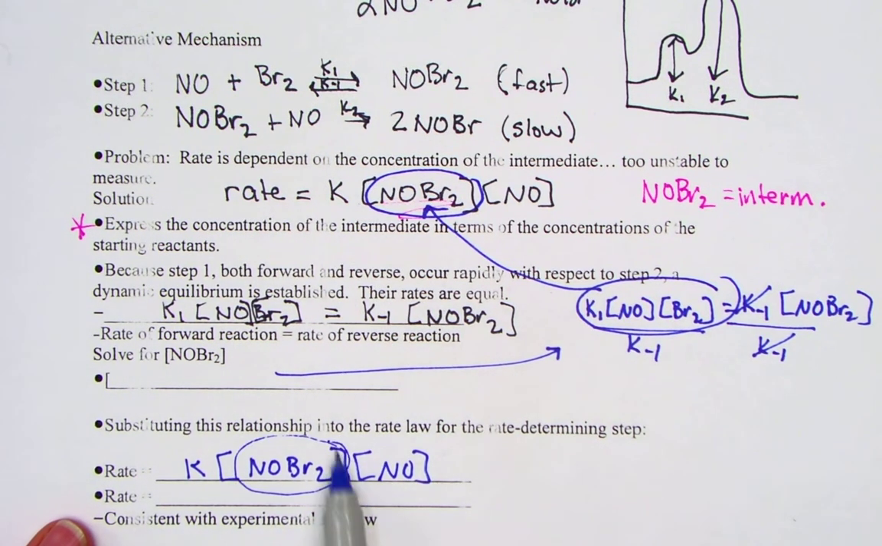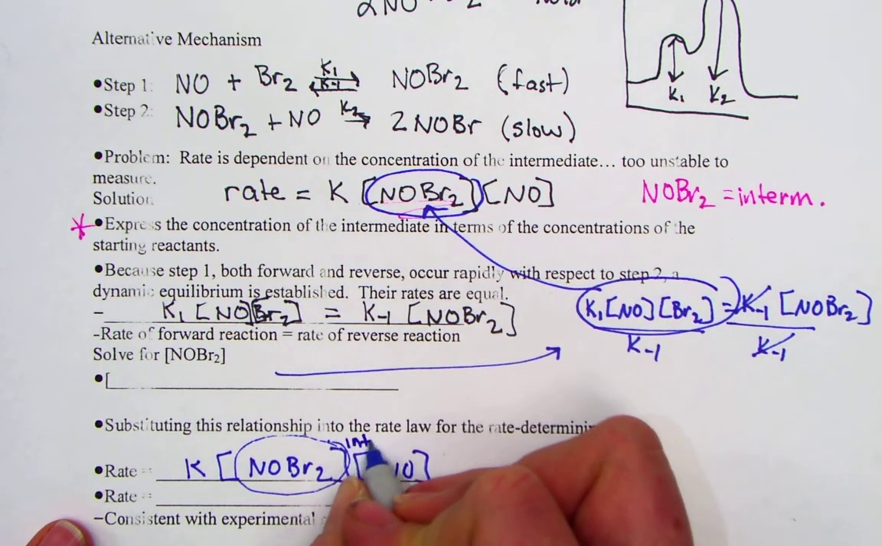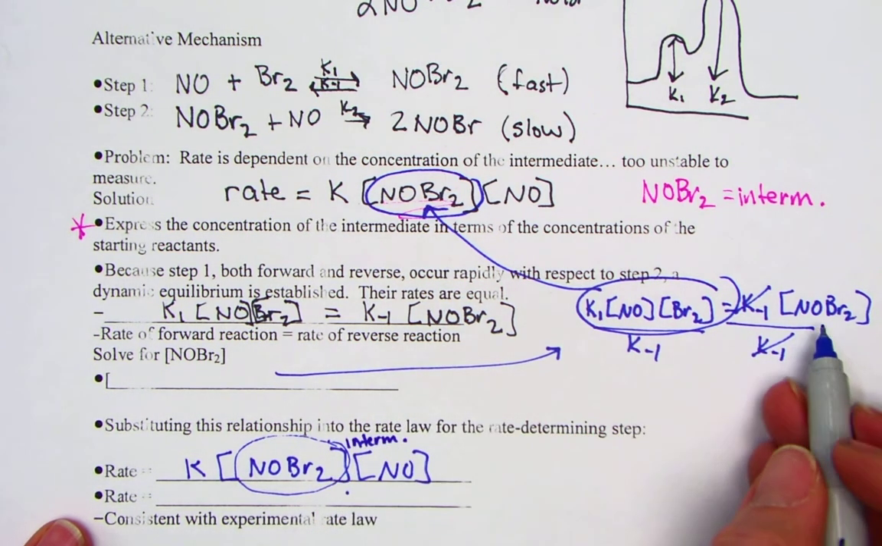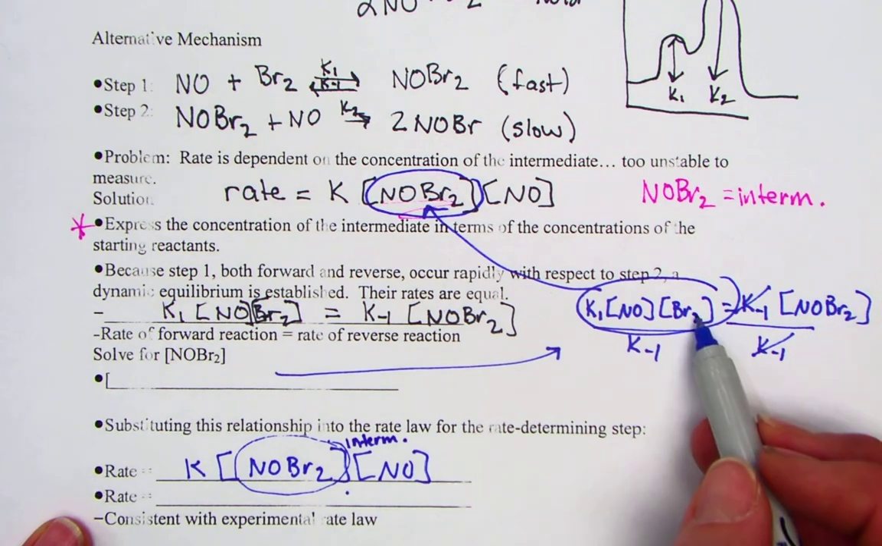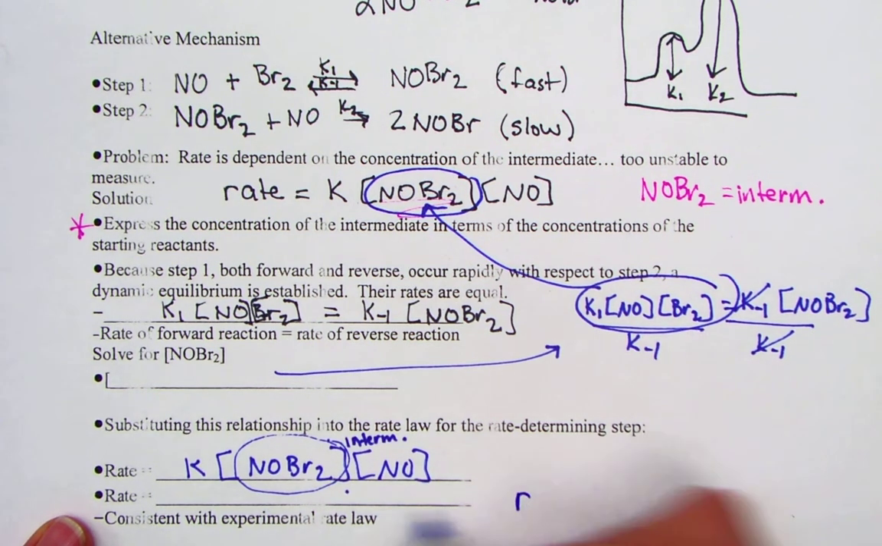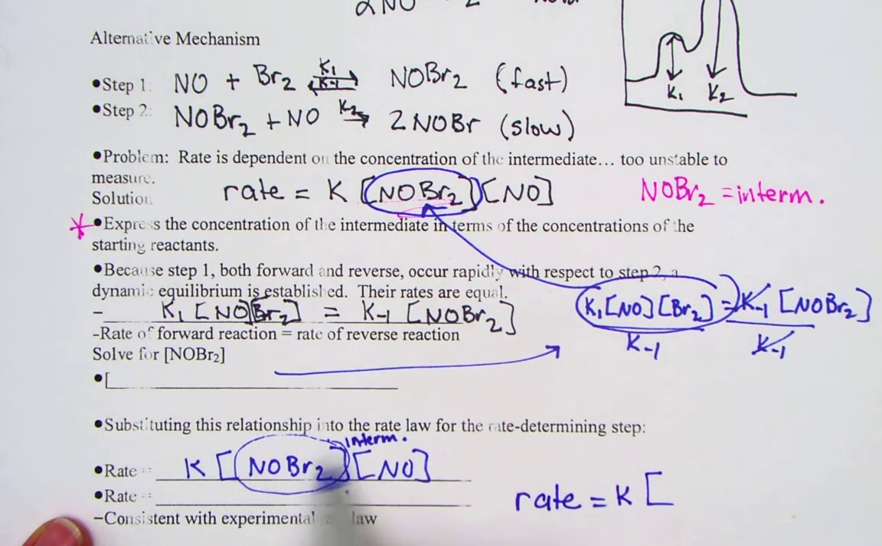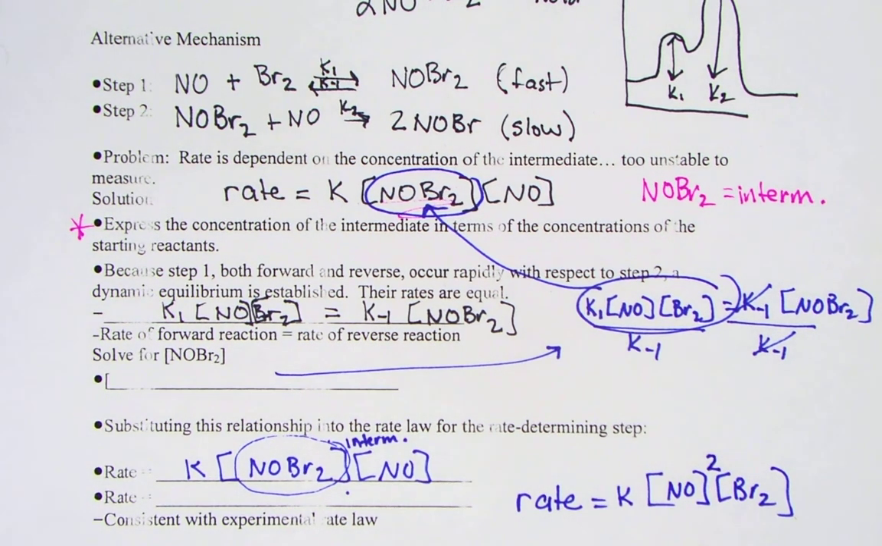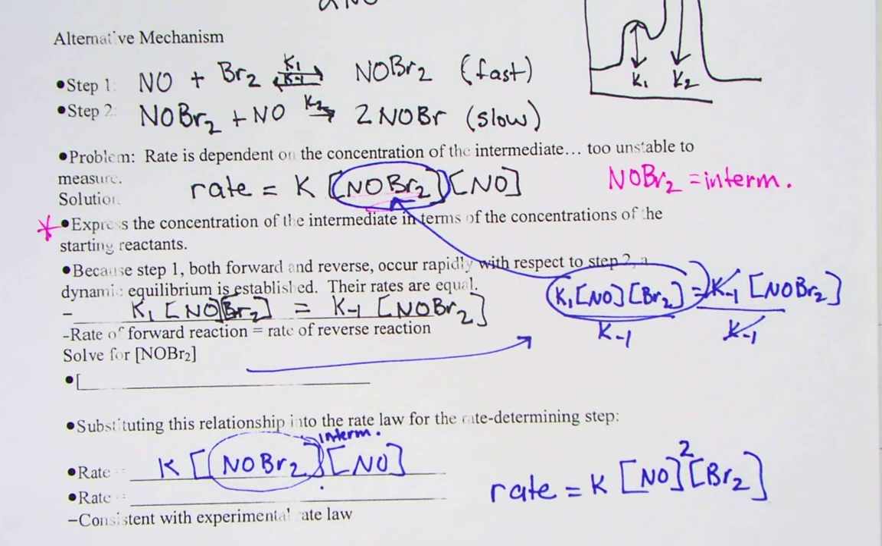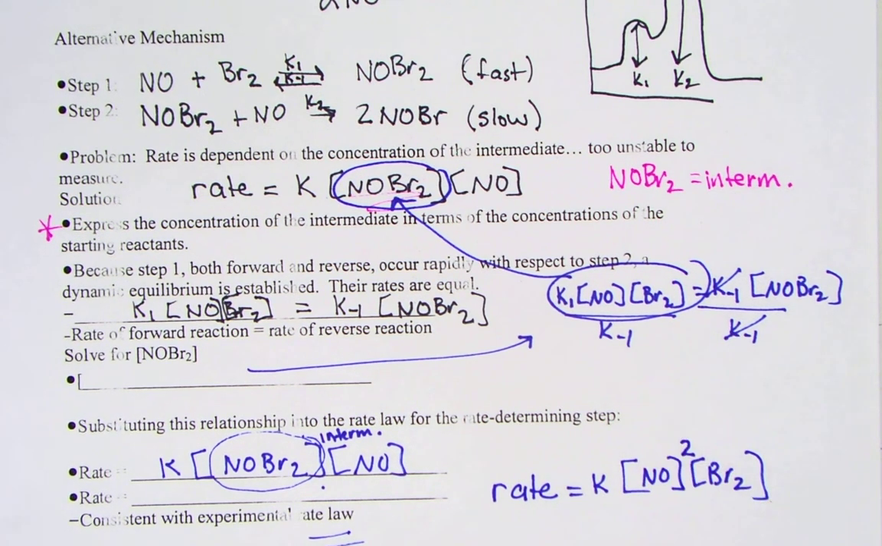We want to get rid of this NOBr2 because it's an intermediate. The process we used was subbing in what is the equivalent value for NOBr2 in terms of the original reactants. I'll write that here. Rate is equal to K, and instead of writing NOBr2, we'll write what we solved for, NO and Br2. And remember, we still have another bracket over here of NO, so I'll just make that second order with respect to NO. This, my friends, does indeed match the observed rate law from this particular equation.